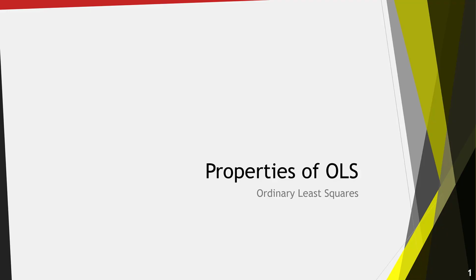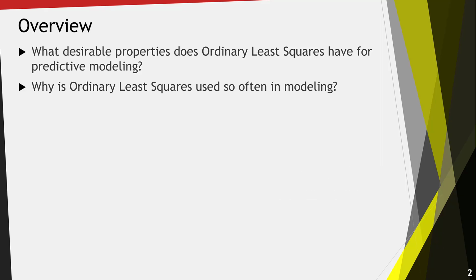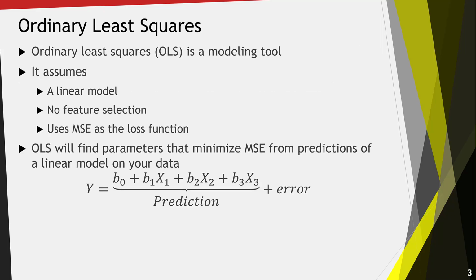This video will cover some of the properties of ordinary least squares as a modeling tool. By the end of this video, you'll understand some desirable properties that ordinary least squares has for predictive modeling and why ordinary least squares is used so often in modeling. Remember that ordinary least squares is a modeling tool. It assumes a linear model, no feature selection, and it uses mean square error as the loss function.